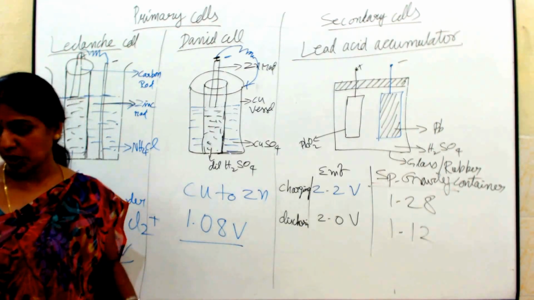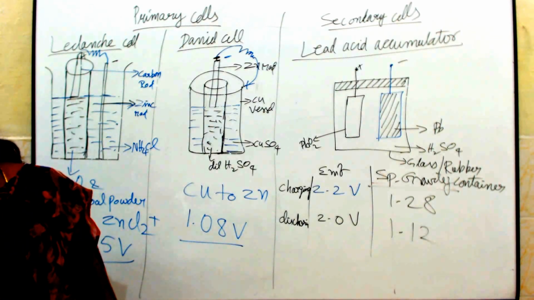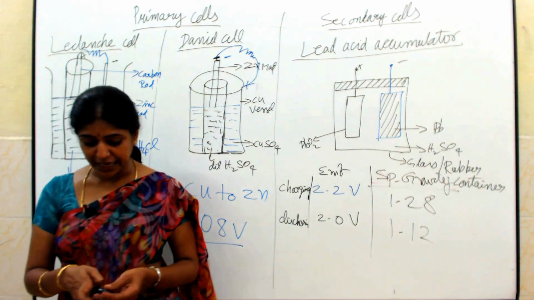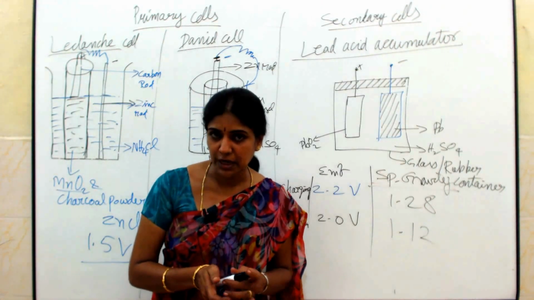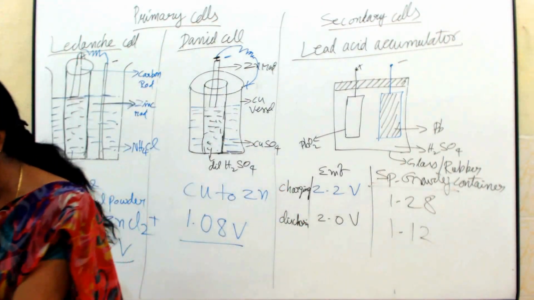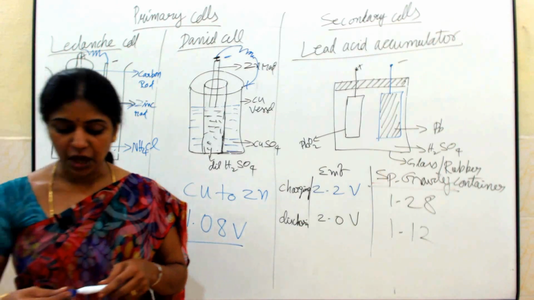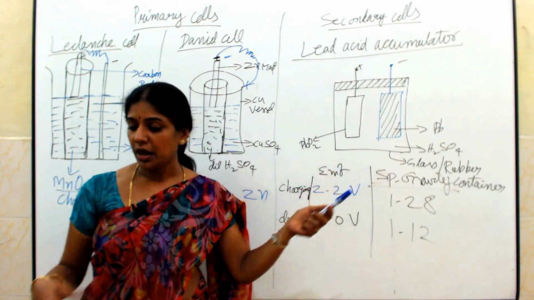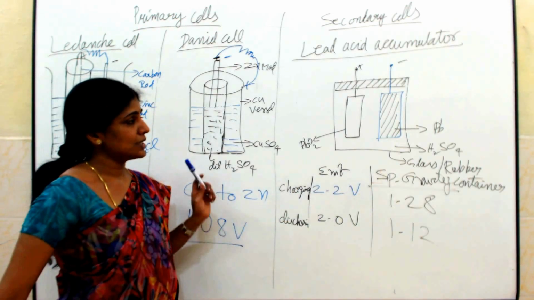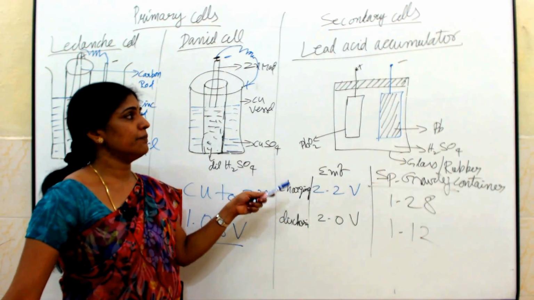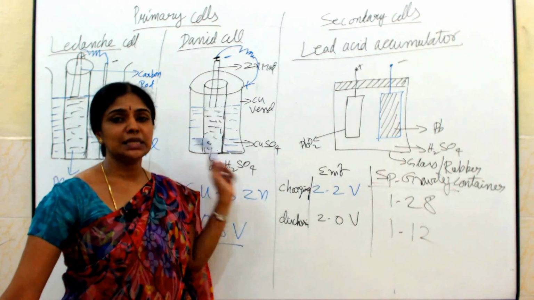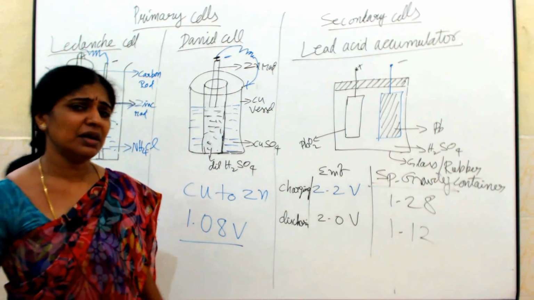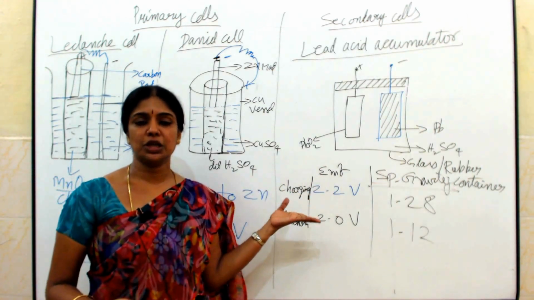This is the most important one, and the applications of secondary cells are very important. What is the major application of secondary cells? I can use them again and again because they are rechargeable. The chemical reactions are reversible. They have low internal resistance. Since they have low internal resistance, I can draw a large amount of current from them. This is a major advantage. They can be recharged a large number of times without any deterioration of their properties.